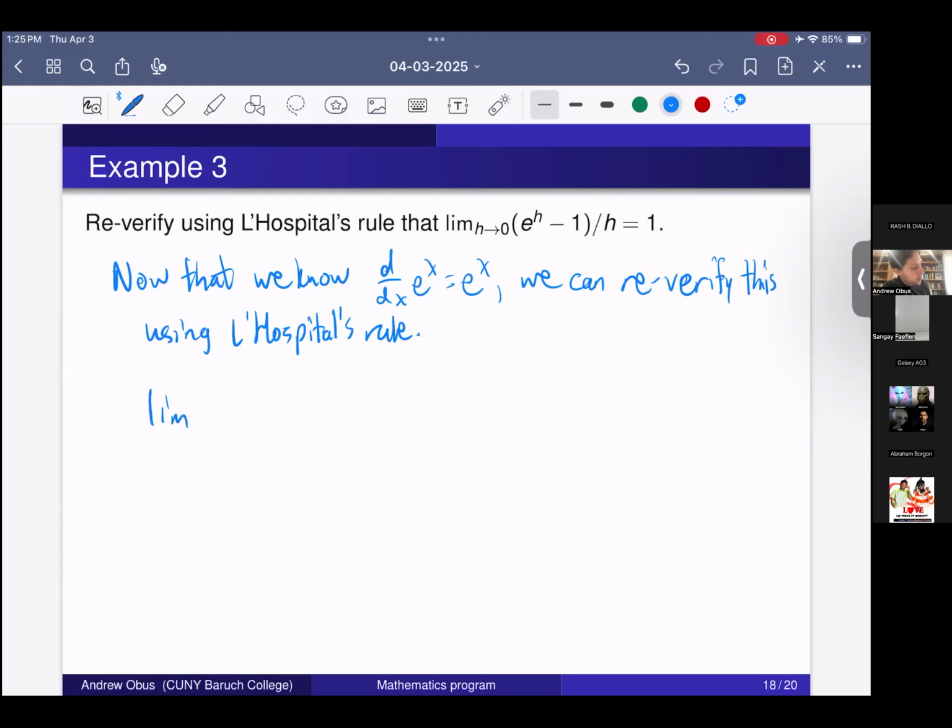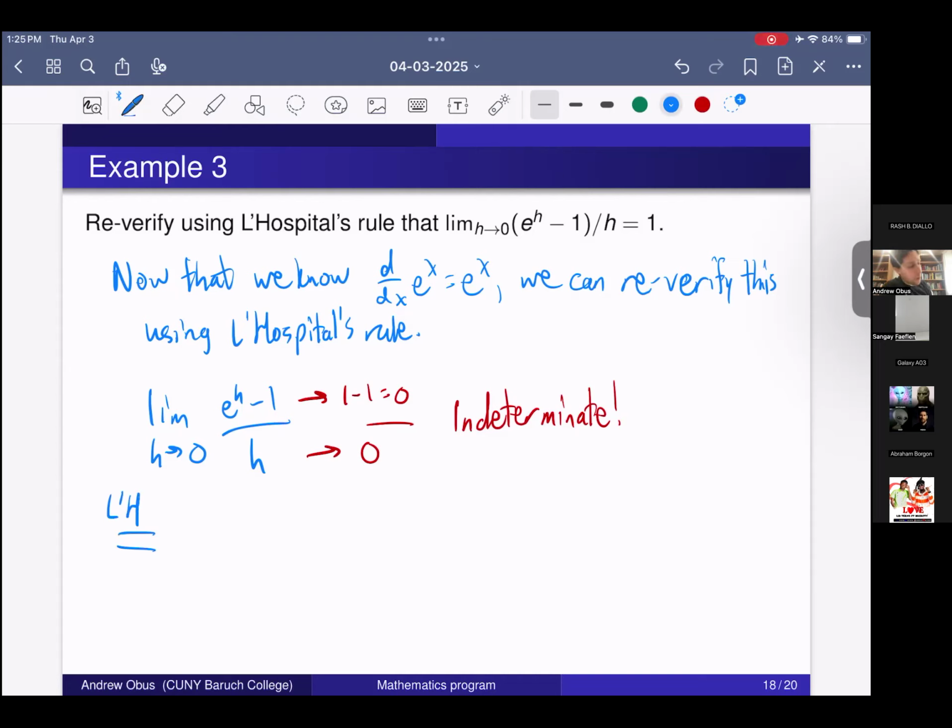Let's remember what that is. We have the limit as h approaches 0, e to the h minus 1 over h. We see that if we just punch in h equals 0, this goes to 1 minus 1, which is 0. And this also goes to 0. So we have 0 over 0, indeterminate. Right? So now instead, what does L'Hopital's rule say? It says take the derivative of the top and the derivative of the bottom.